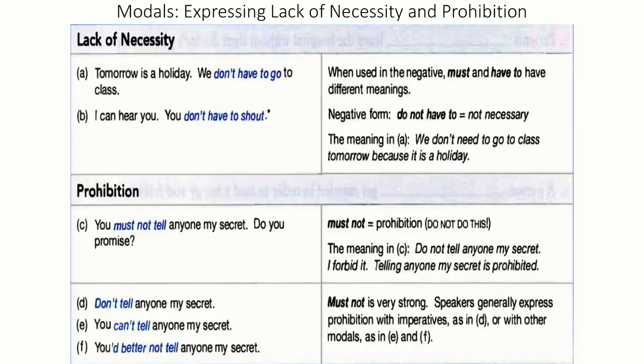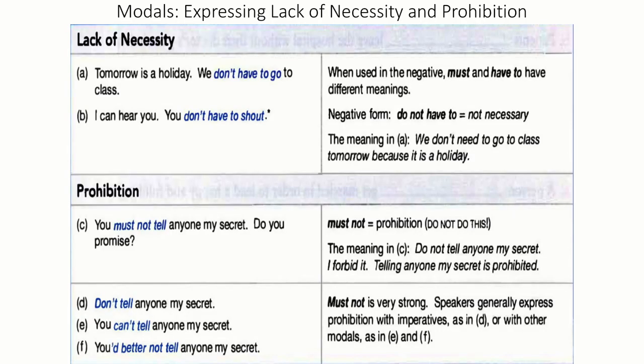Okay, welcome back again. Now I continue with the following chart, which talks about expressing lack of necessity and prohibition. This is somehow the opposite of the previous chart which I've just described about expressing necessity. For expressing necessity, we use must, have to, have got to. Now the opposite of necessity is expressing lack of necessity, and we're also going to speak about another modality, which is prohibition. Now this is the chart for you.